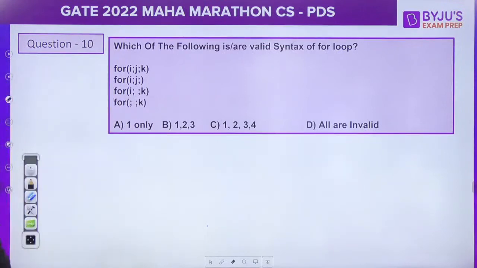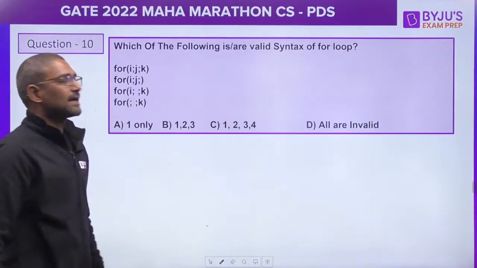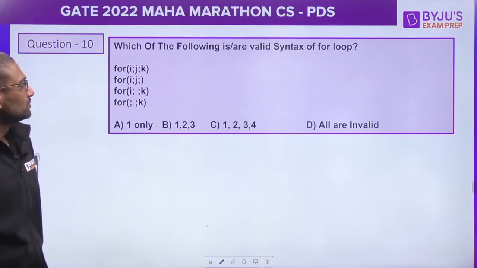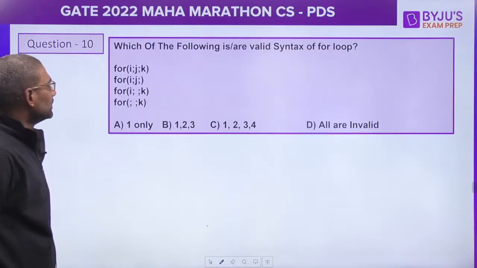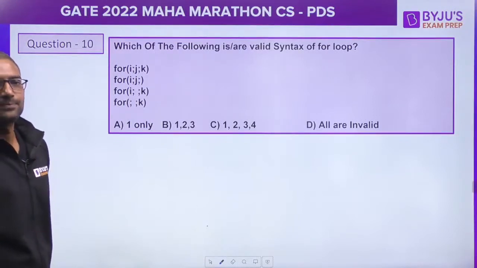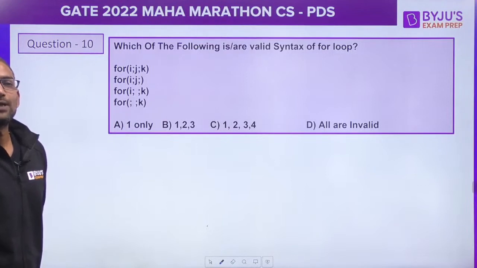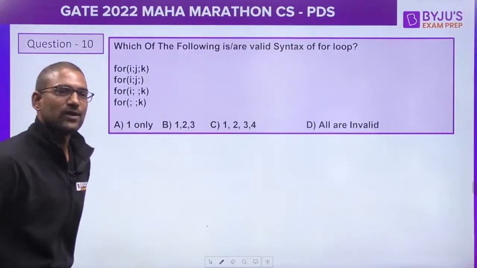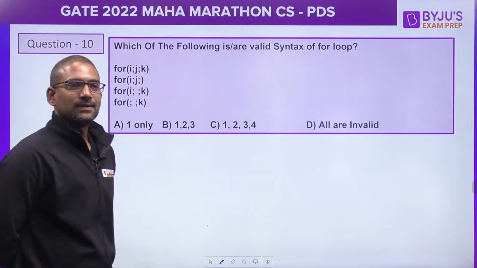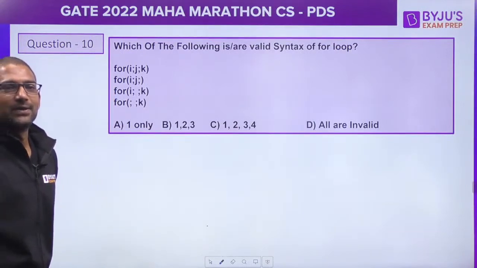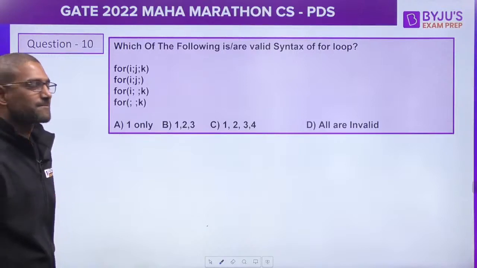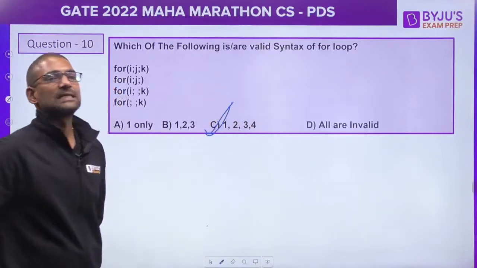Okay, so which is our valid syntax of for loop? All are valid, all are invalid, one only, 1, 2, 3 only. To test how much you know about for loop, okay, the right answer is option C.